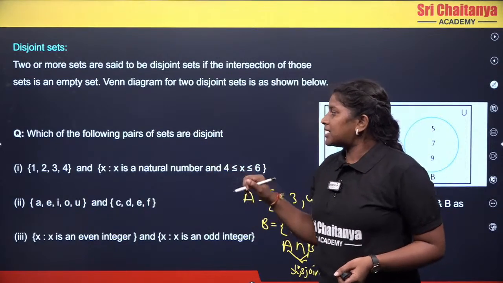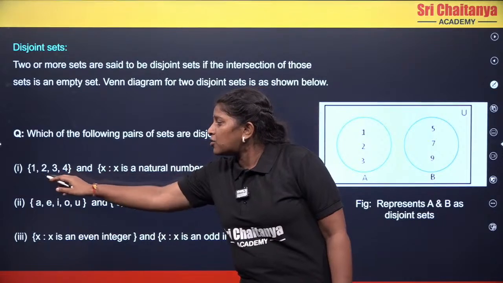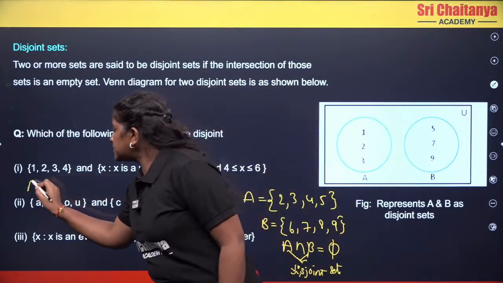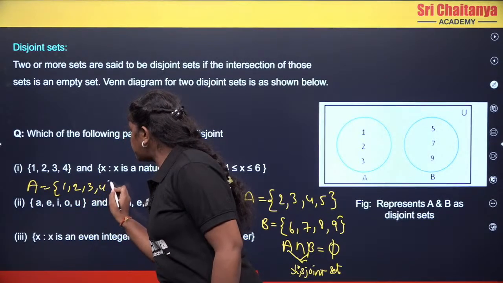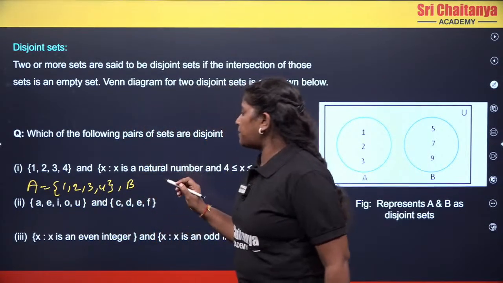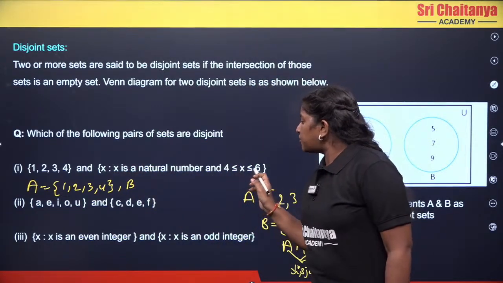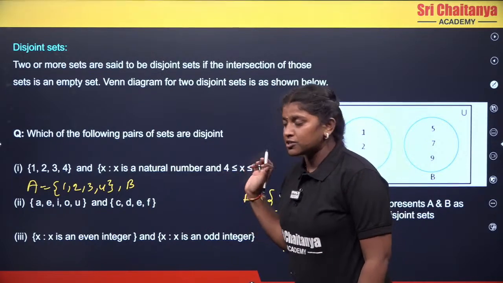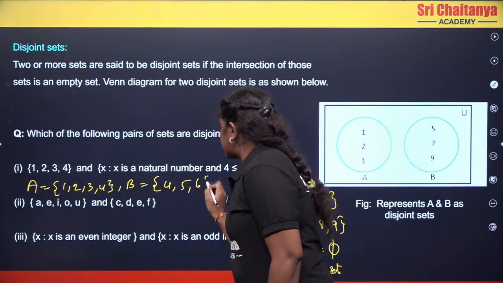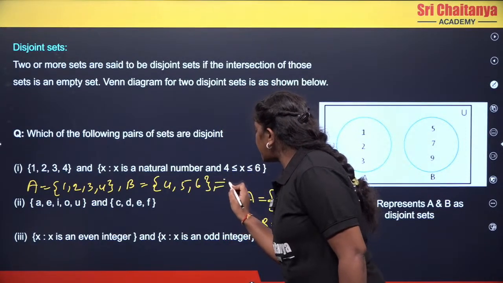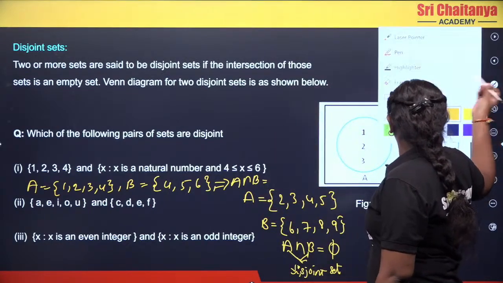Which of the following pairs of sets are disjoint? If you take an example here, we have the set of 1, 2, 3, 4. I am taking it as A, which is the set of 1, 2, 3 and 4. Now take B. B is the set of X, where X is a natural number and it lies between 4 and 6, including 4 and 6. Now B will become the set of 4, 5 and 6. Okay, now they are asking us to find A intersection B. So what will A intersection B become here?